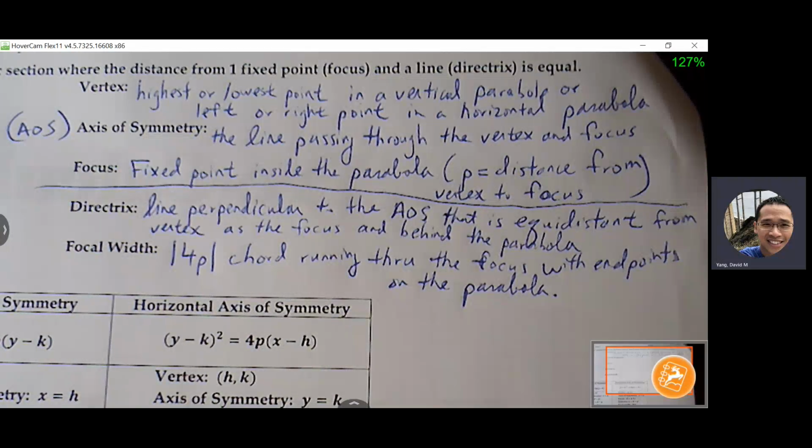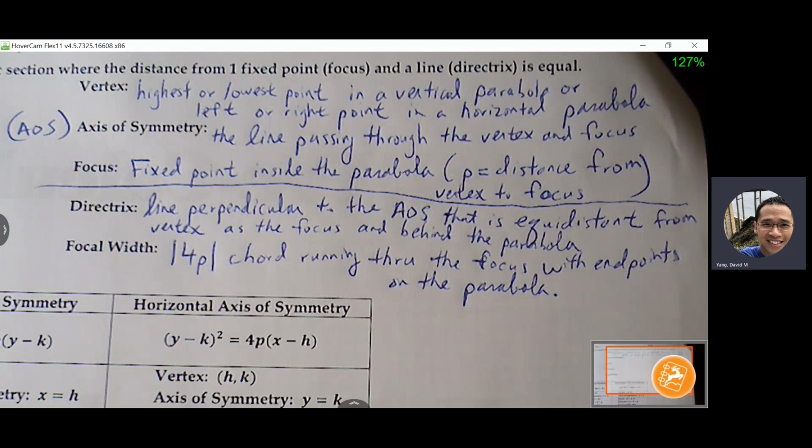Okay, so let me read through these here. Vertex is the highest or lowest point in a vertical parabola, or the furthest left or right point on a horizontal parabola. Axis of symmetry is a line that passes through the vertex and the focus. So we're going to see some important points along it: focus, directrix, and the p-value. They're all going to be lined up.